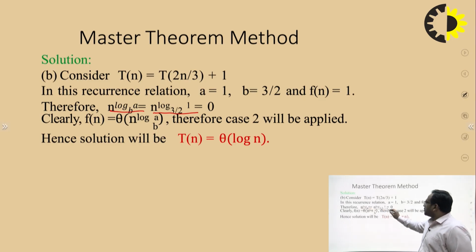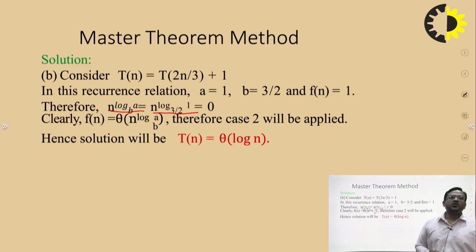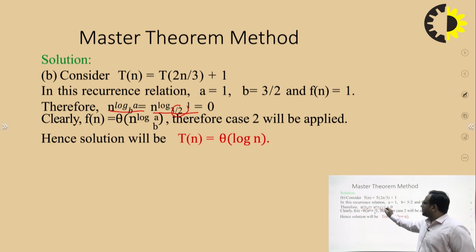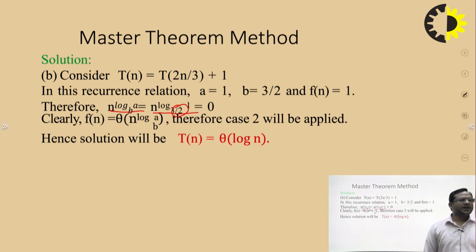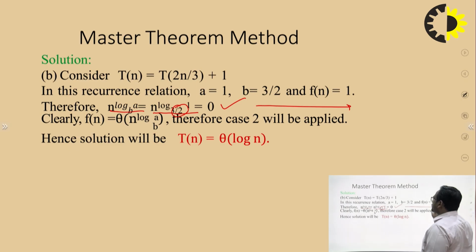So n^(log_3 2), base 3 of 2, and the 1. I think you must know about it: for any base, log of 1 is always 0. So that means it is not basically 0, it is n to the power 0. It is not 0, it was written by mistake here, it is basically n to the power 0.